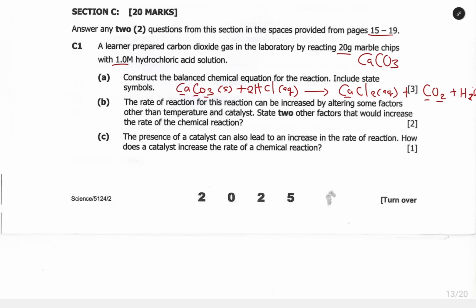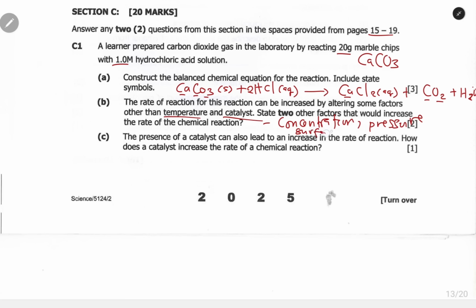Then the second question: the rate of reaction for this reaction can be increased by altering some factors other than temperature and catalyst. State 2 other factors that would increase the rate of chemical reaction. So this is on rate of chemical reaction. Other factors we have include concentration of a substance, and you need to know how it does that. Then you need to talk of pressure. Then of course you can put also surface area.